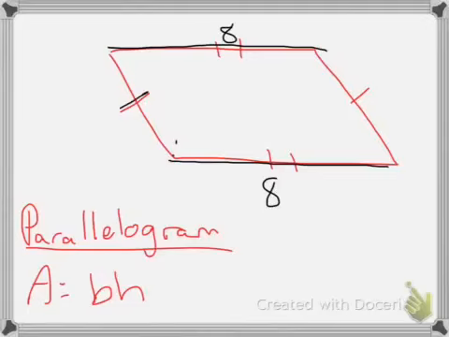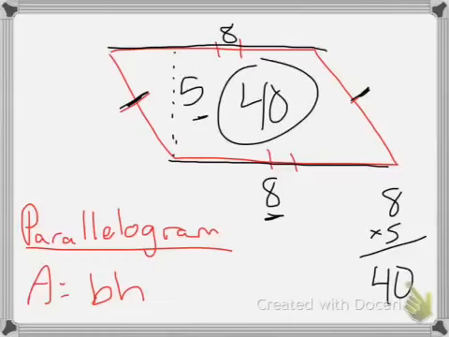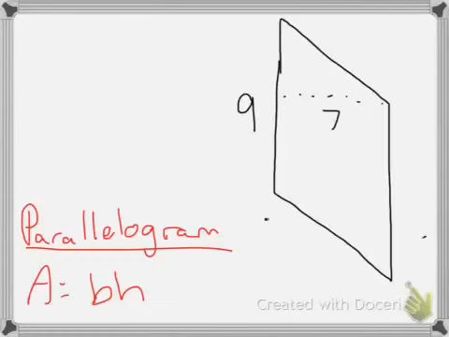Now, the height is not this line right here. Height is that line right there. So if height was 5, all we would do is take this base times the height. So it would be 8 times 5, which of course would be 40. So the area of that one would be 40. Here's another example. What if the parallelogram is on its side like this? Which one would be the base? Well, the base would be here and also here because this is the height that we have. Now, it doesn't really matter because we're going to multiply them together anyways. 9 times 7, which would be 63.